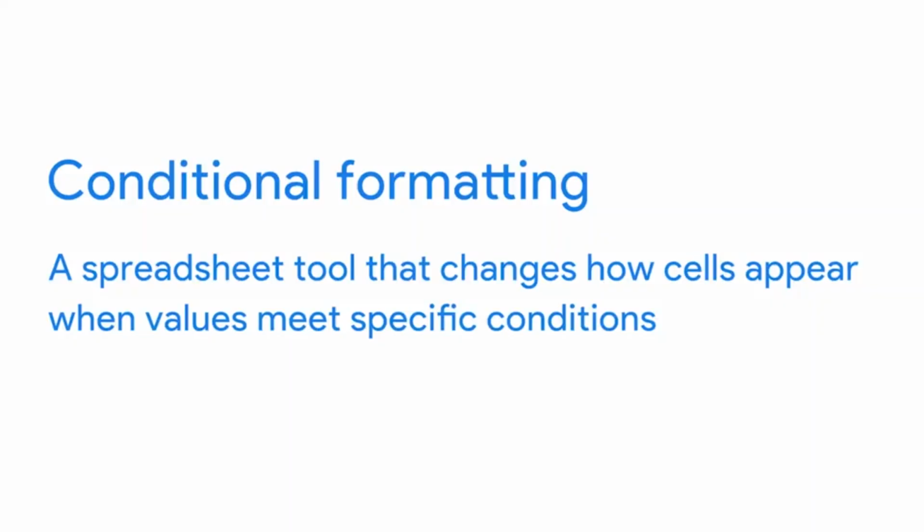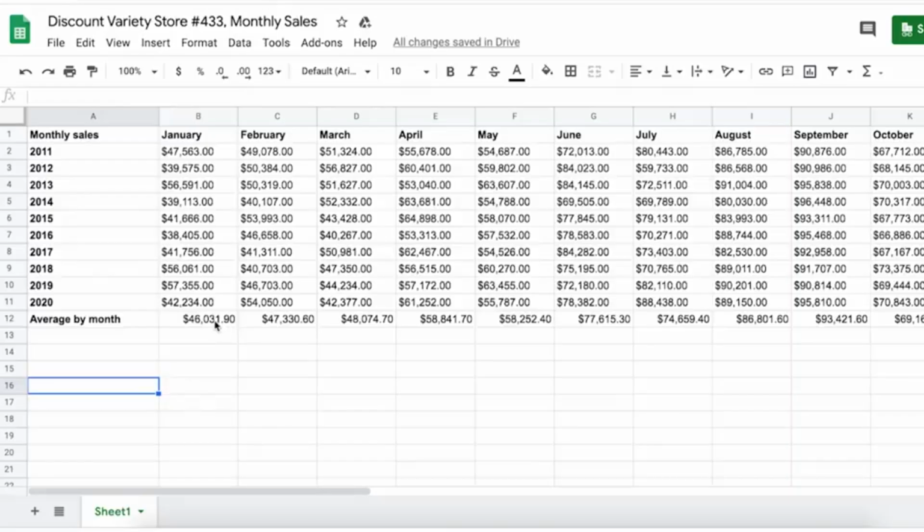Since our stakeholders will want to understand our findings quickly and easily, we'll add a little visualization to the data with conditional formatting. You'll learn more about data visualizations like conditional formatting soon, but here's a sneak peek. Conditional formatting is a spreadsheet tool that changes how cells appear when values meet specific conditions. So let's apply conditional formatting to the cells with the average sales by month.